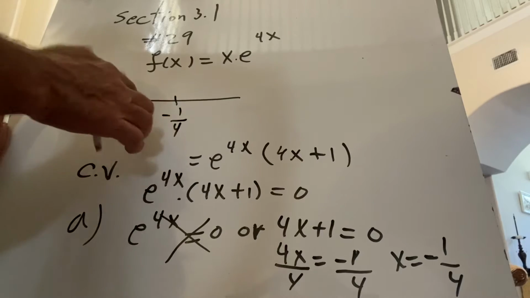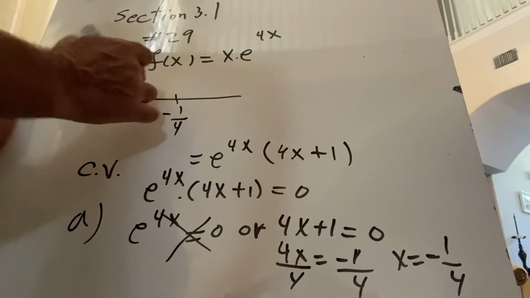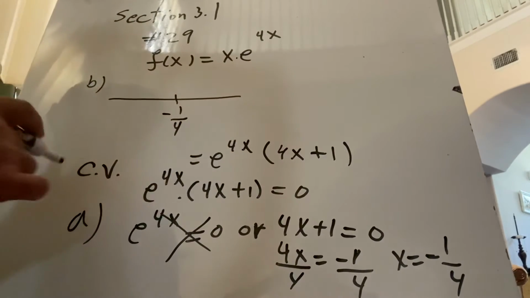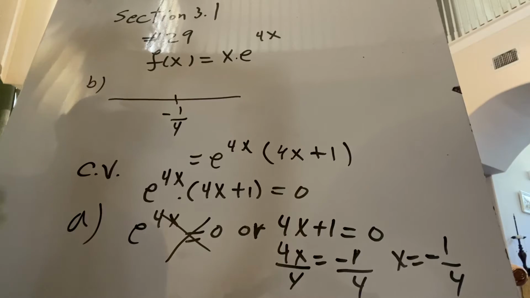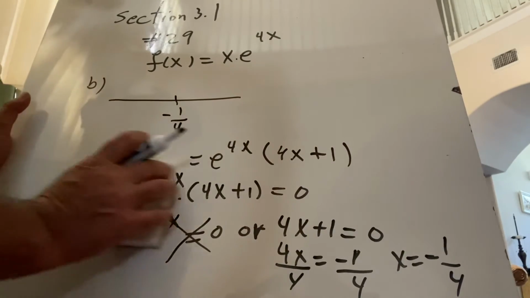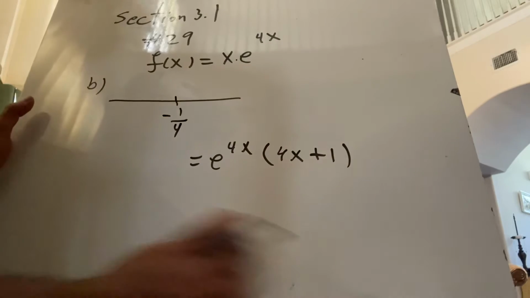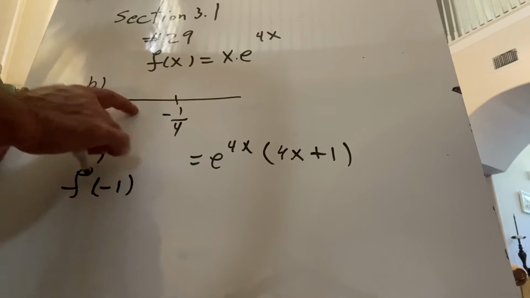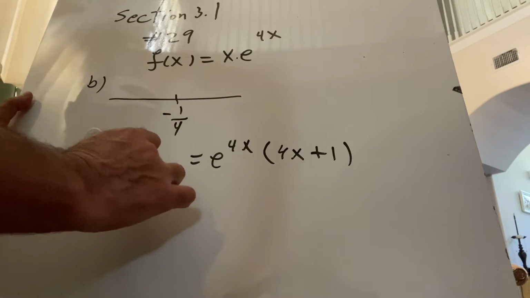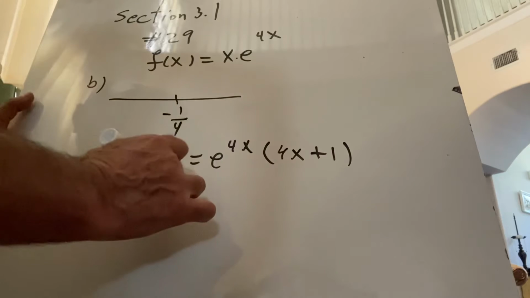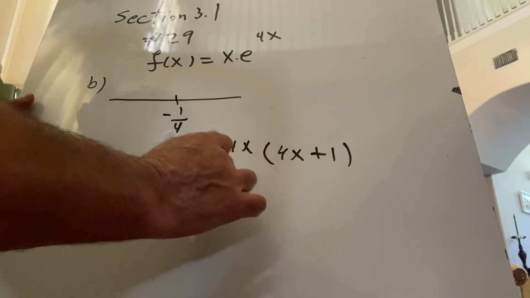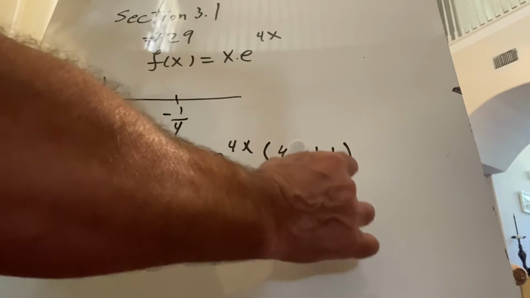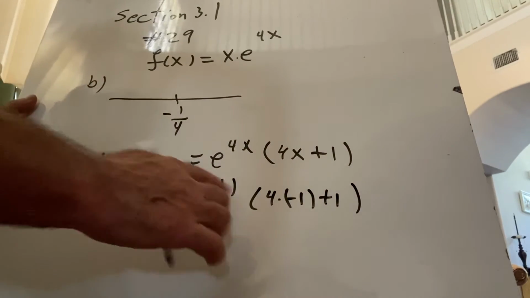Okay, so to the left of negative 1/4, of course, we can take negative 1. So I'm going to go ahead and evaluate. This was our derivative, so I'm just going to leave that there for a minute. We're going to find f prime at negative 1. So negative 1 is our first test value, which is to the left of negative 1/4. As you plug in negative 1, you get e to the 4 times negative 1, and then times (4 times negative 1 plus 1). So, of course, that's going to be e to the negative 4.